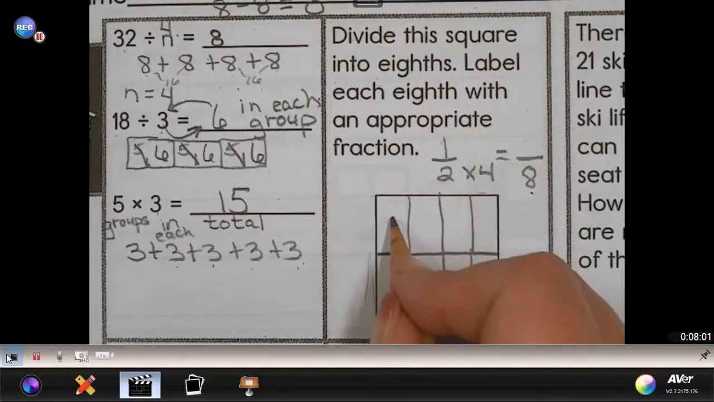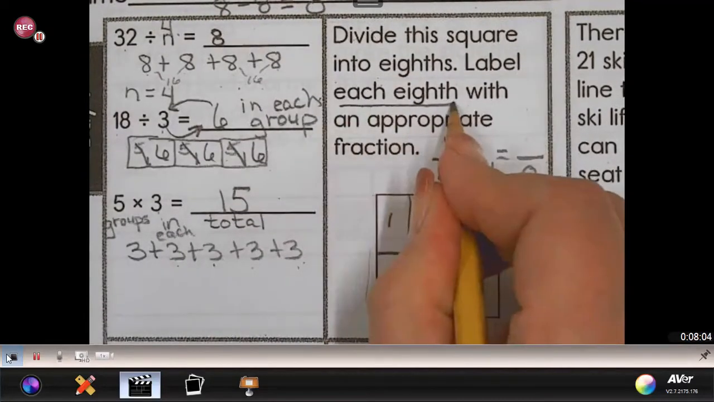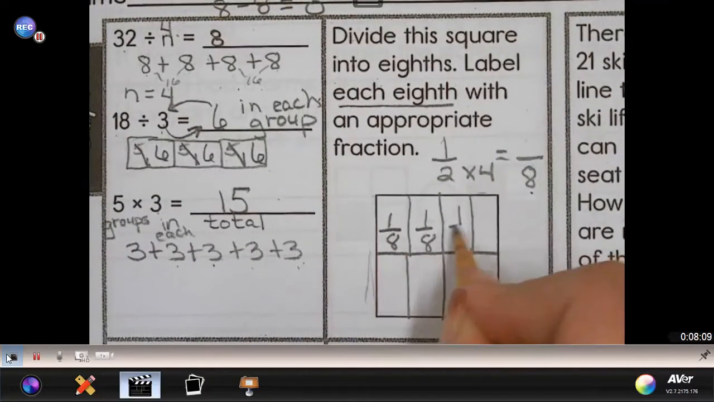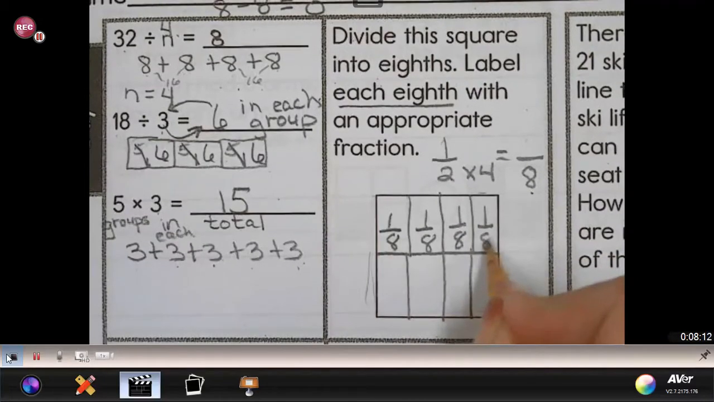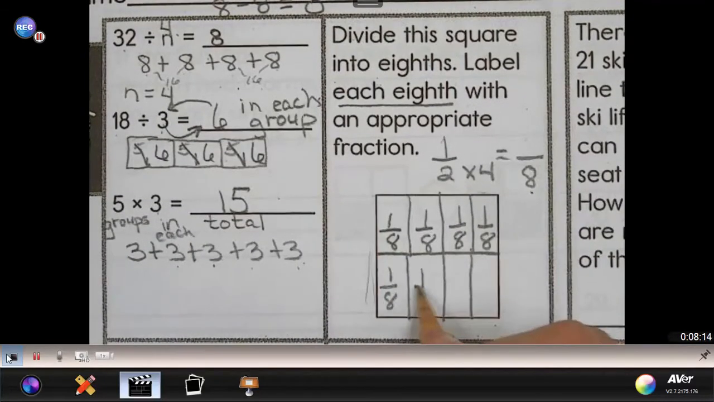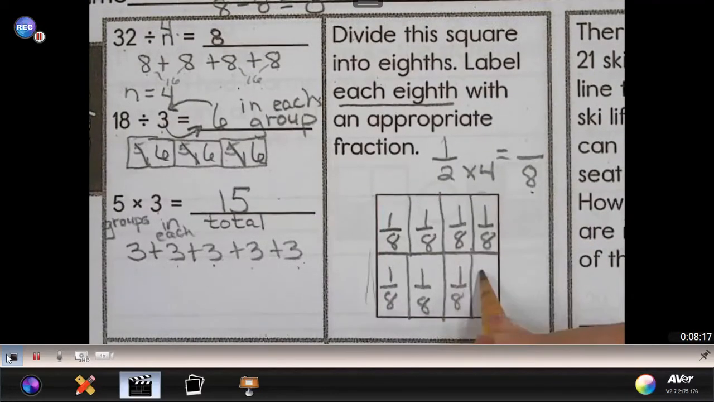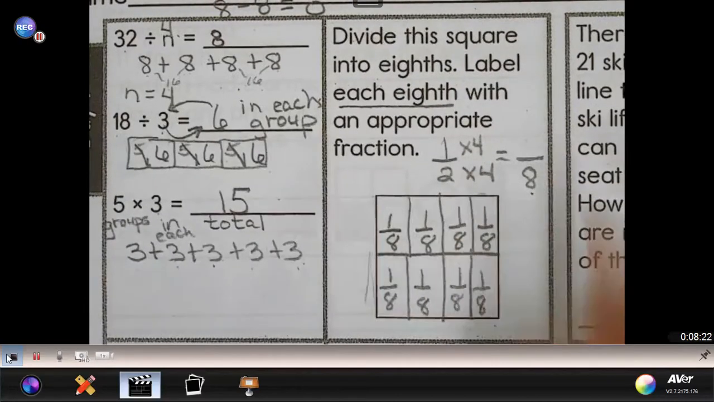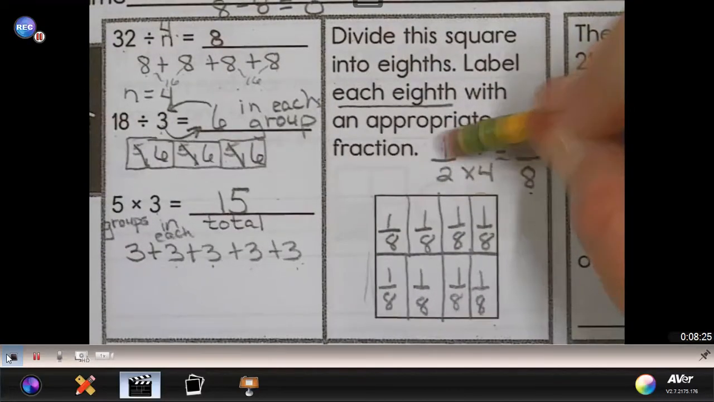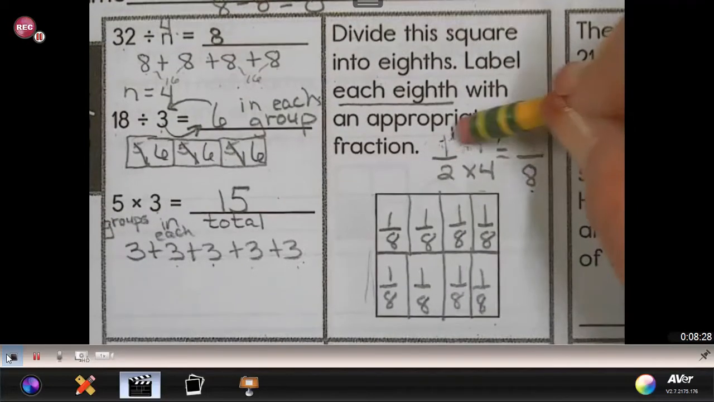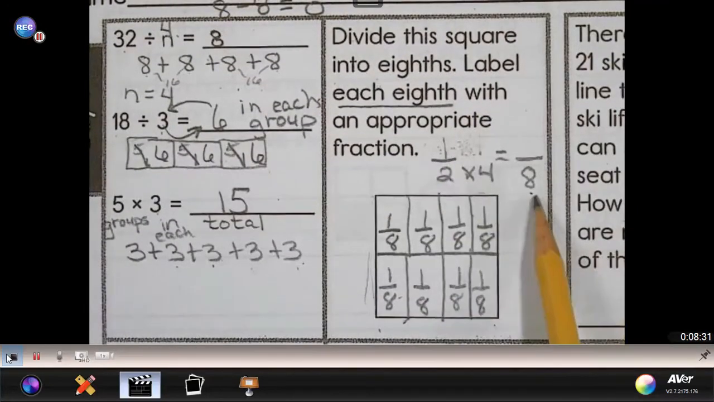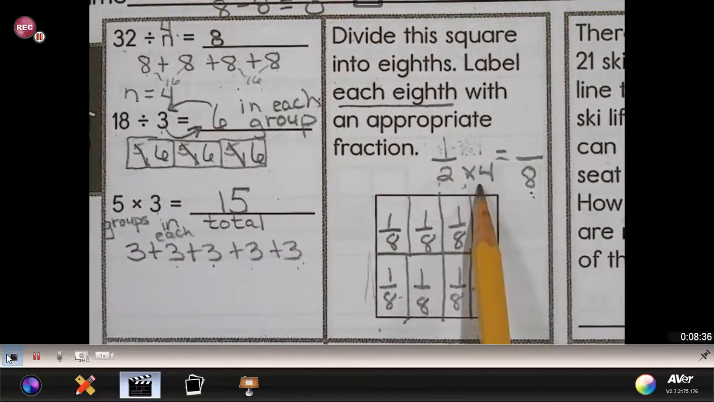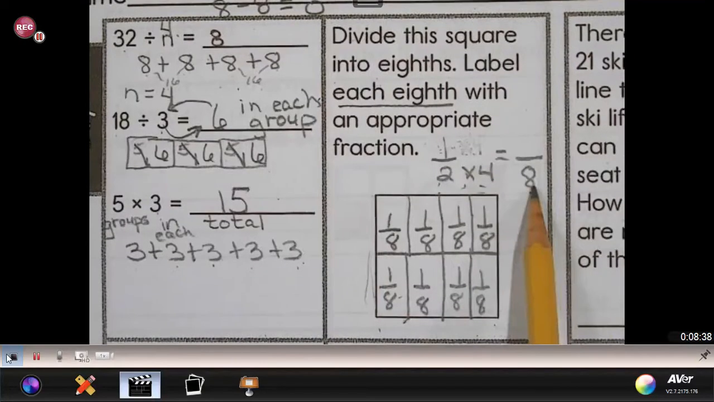square. I'm going to label each 8th, which is a unit fraction. Unit means 1. I'm going to label each one of these unit fractions with 1/8. 1/8. 1/8. 1/8. So, again, I guess I shouldn't say that because we're not really doing half, but I just wanted to give you the idea of where we're getting these eighths from when we cut each one of these halves into 4 equal pieces. Now we've made 8ths.